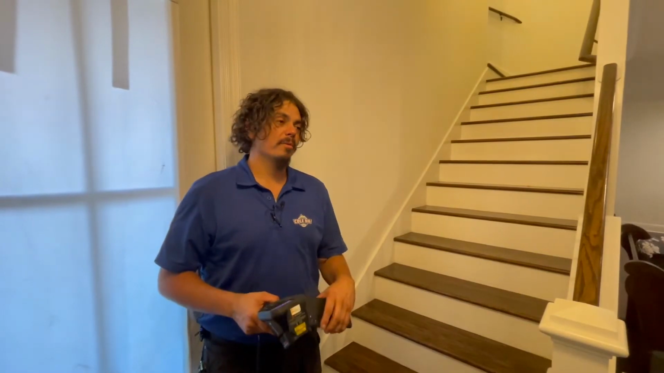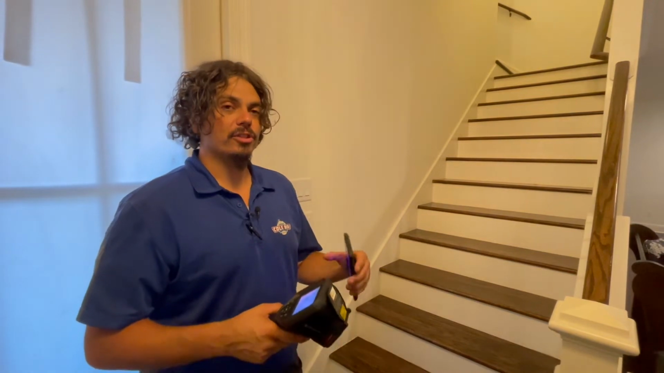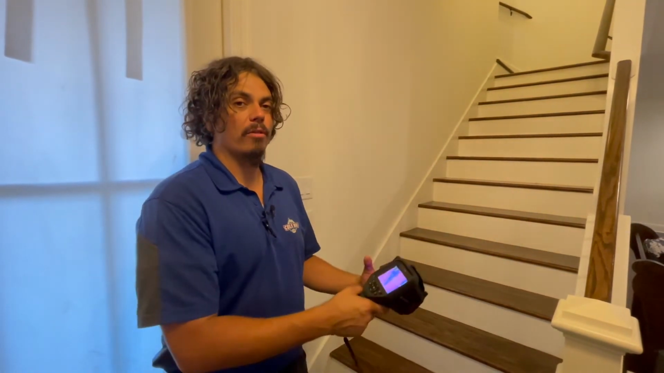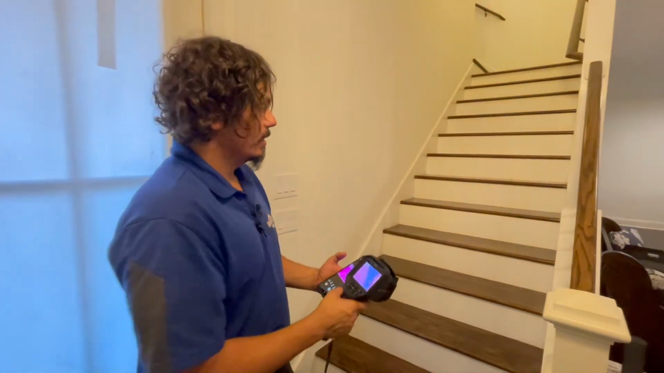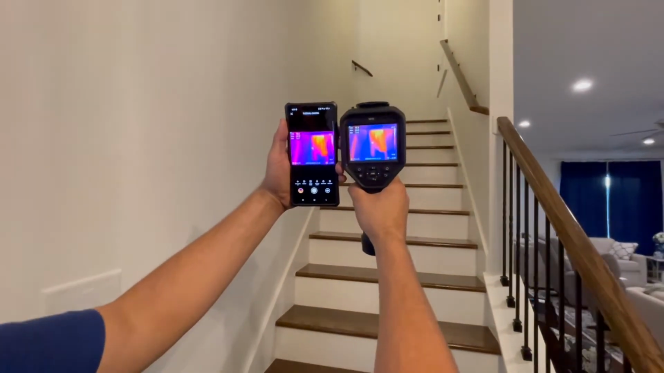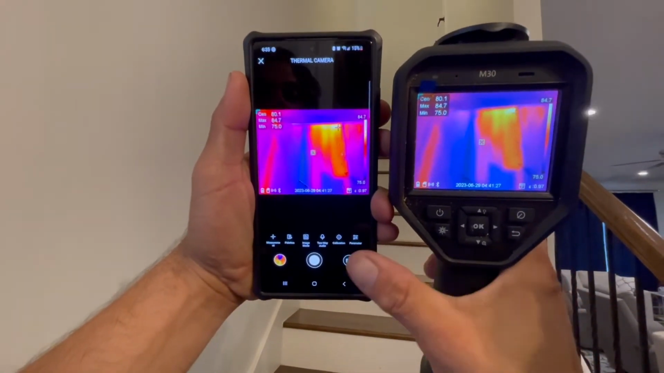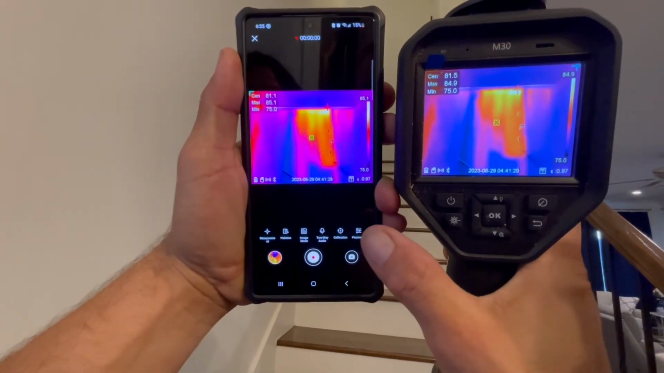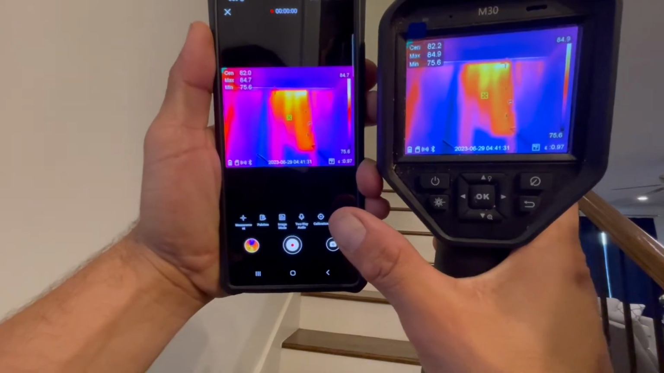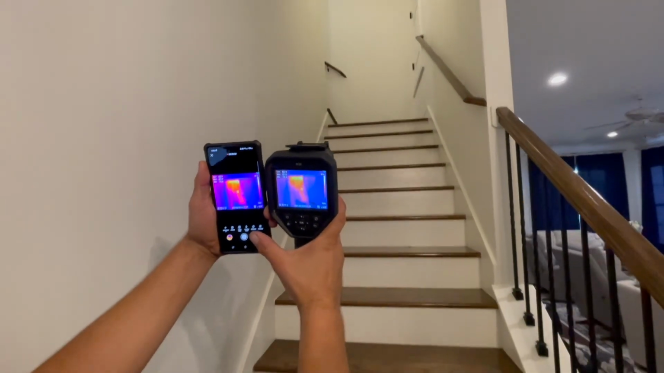All right, so if you can remember, whenever we did a walkthrough earlier, we found some missing insulation. I'm going to showcase what that looks like on a thermal imager. So, as you can see here, this is the area behind the tub where there's no insulation present. Let's go on up and see what else we can find.